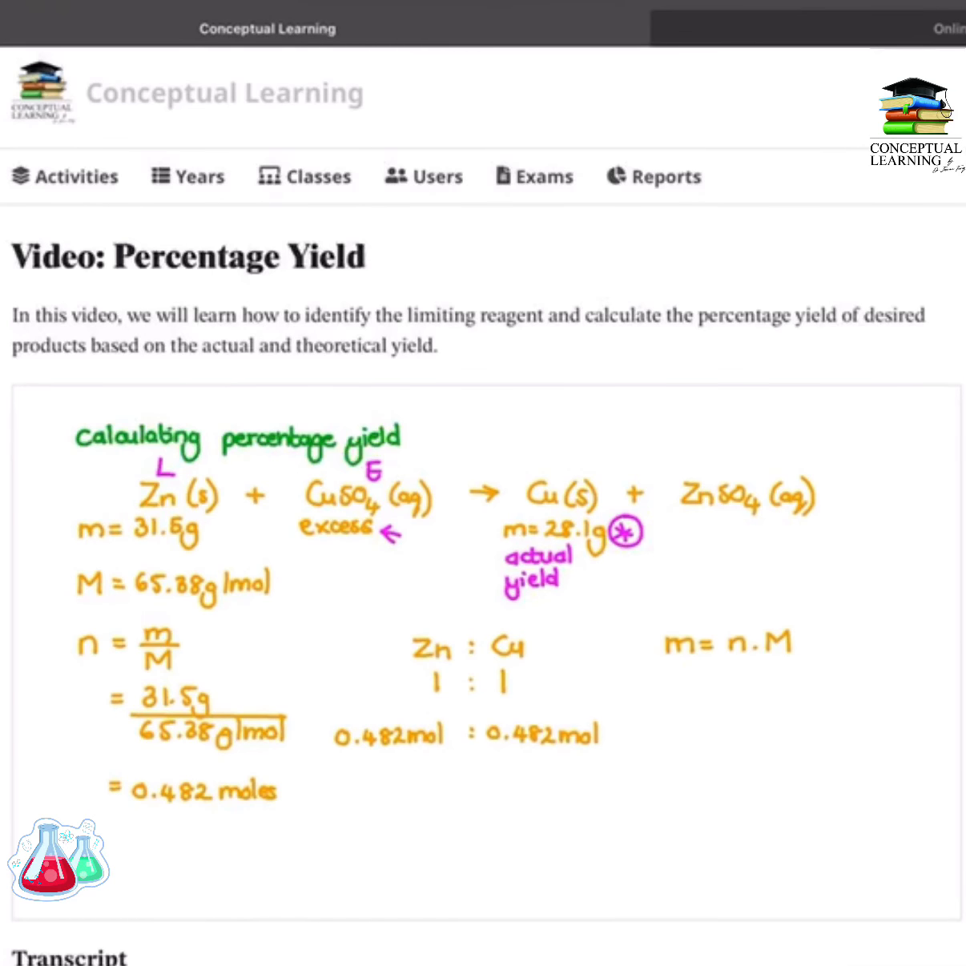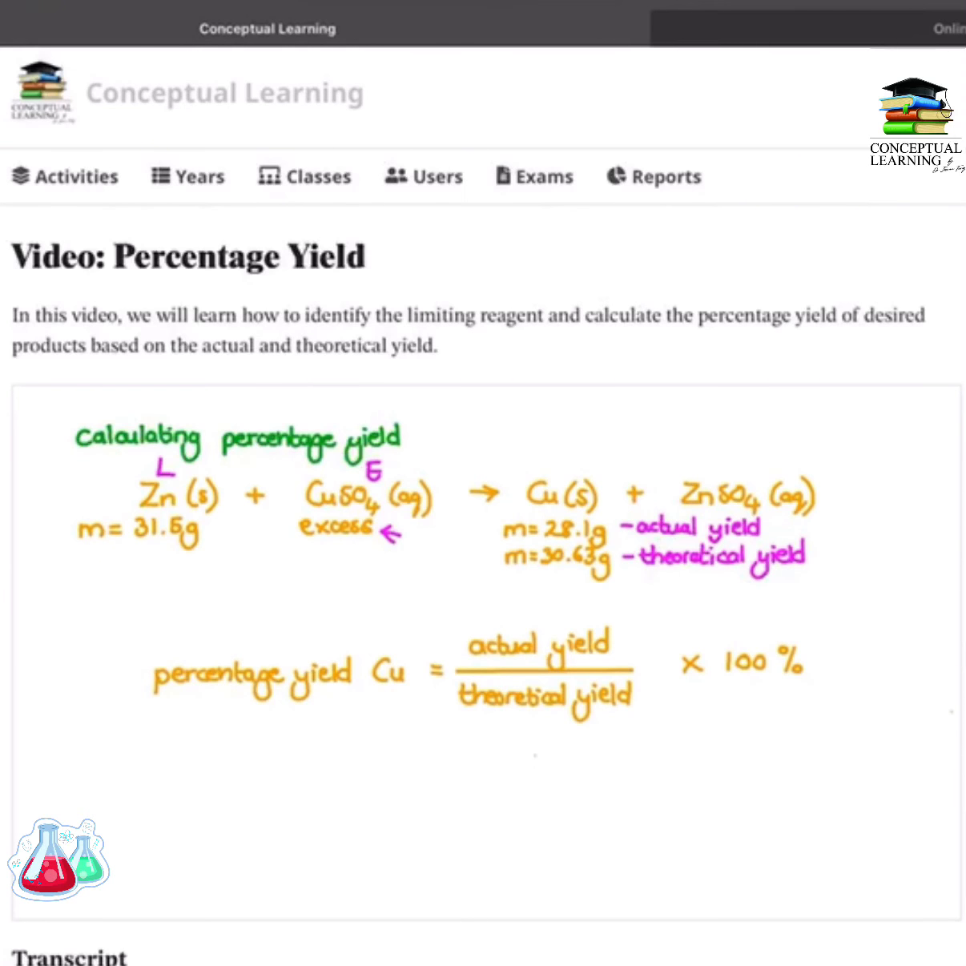So we can now calculate the mass of copper product formed from 0.482 moles of copper. Plugging in our mole value and molar mass value for copper from the periodic table, we get 30.63 grams of copper that can be produced from the 31.5 grams of zinc. This is the theoretical yield of copper in terms of grams.